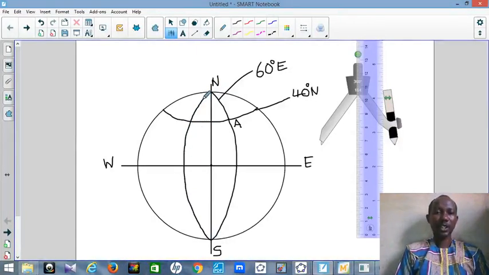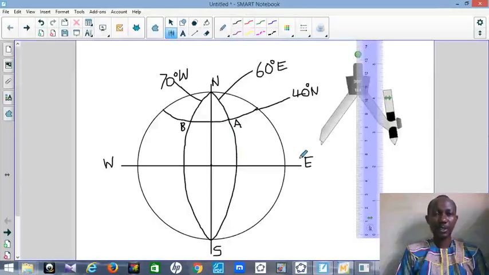Make sure you label it like this. That is 70 degrees west. Then this is point B. You label it as point B. So you have point A and point B.